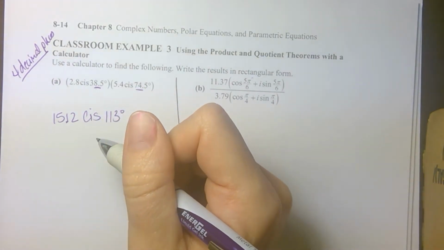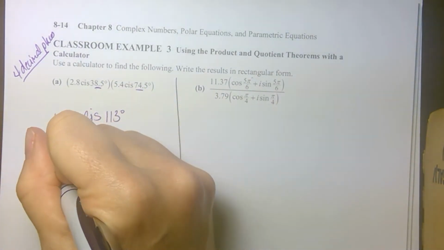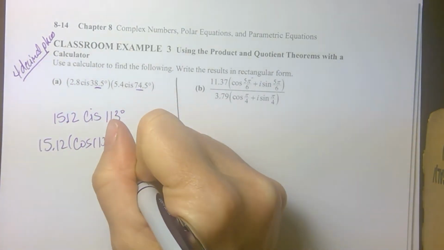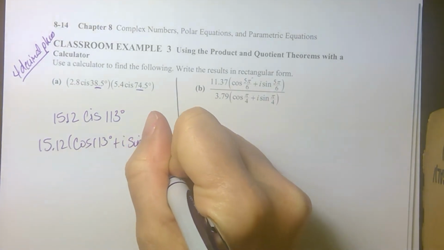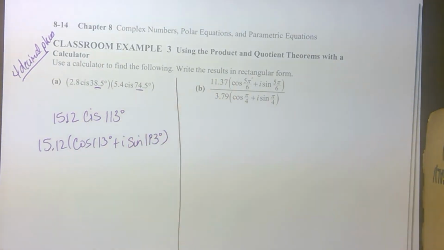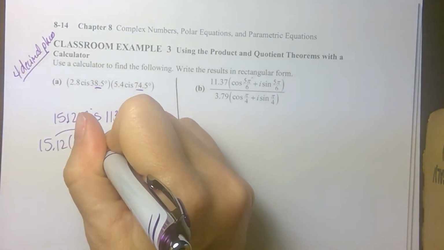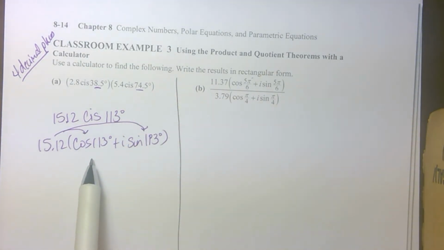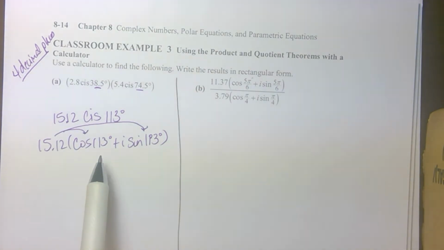So what I'm going to do is I'm going to say, okay, and I may need to write this out in longhand to be able to see it better. I need cosine of 113 degrees plus i sine of 113 degrees. I will just use my calculator to find cosine of 113. Remember that you need to be in degree mode. That makes all the difference right there.